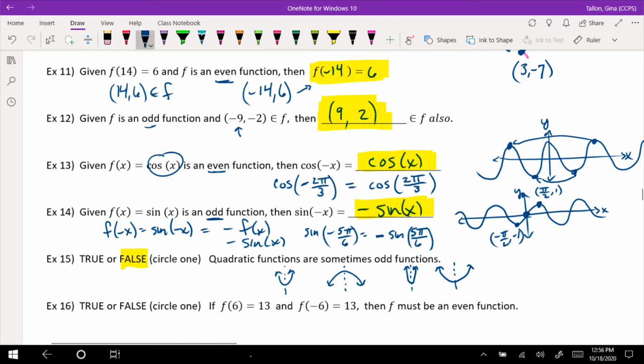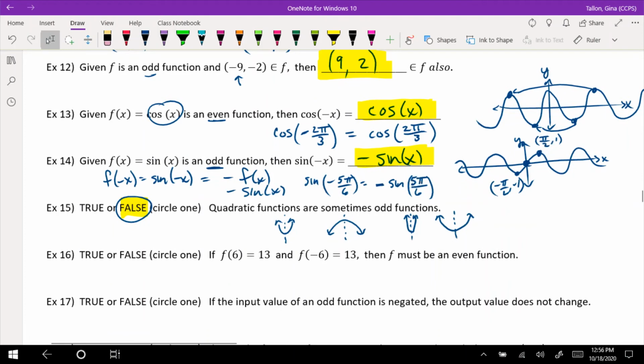And the directions said circle 1, so I'm going to circle and highlight both. Quadratic functions are never odd. They're sometimes even, and they're not always that either. Okay, question 16. True or false?